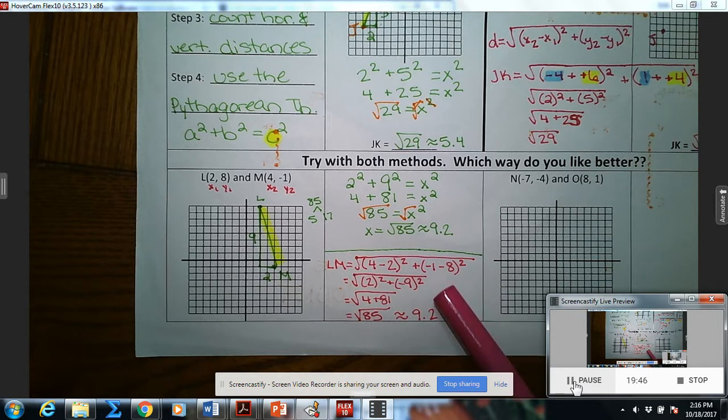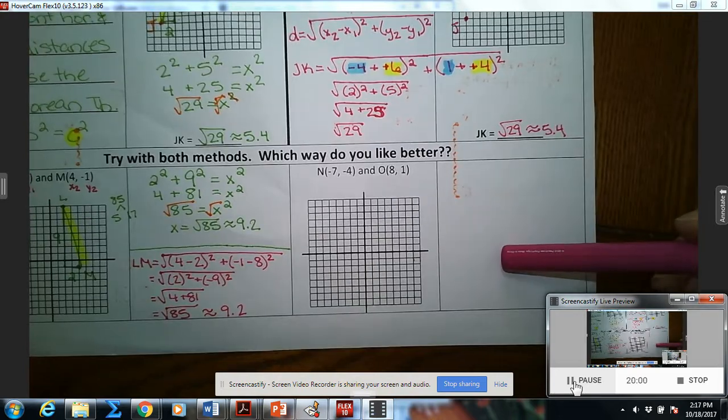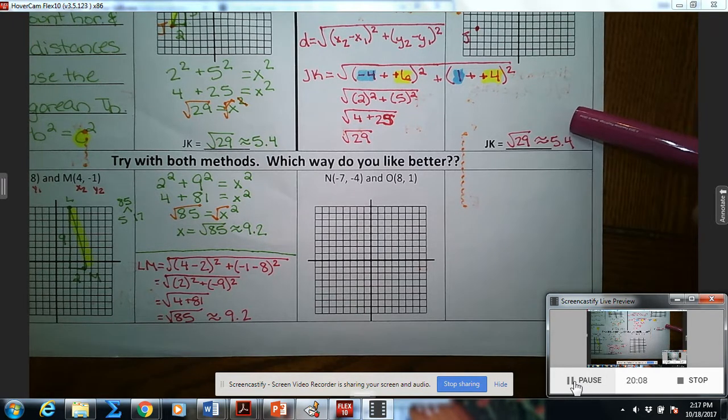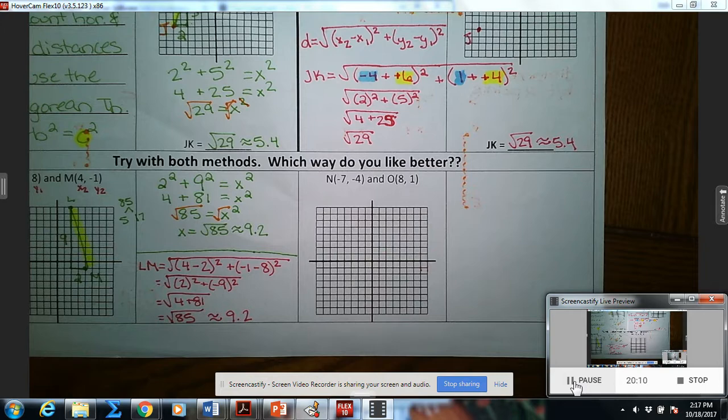I showed all my work here. I worked it out with PEMDAS. Of course, you could load it all up into your calculator to get that 9.2. If you're having calculator trouble, come see me and I'll help you out. I want you to pick a method and try this last example. Try it with either the Pythagorean theorem option or the distance formula, or if you don't know which one you like better yet, try both.